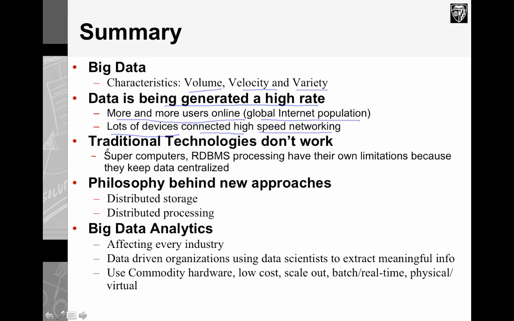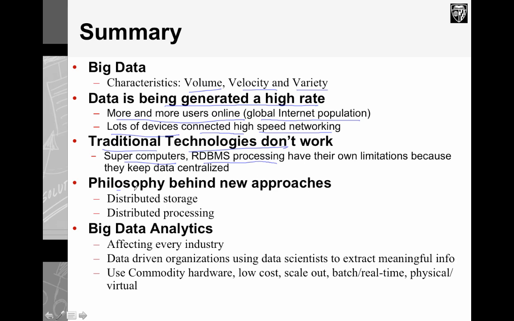Traditional technologies don't really work. Traditional technologies like supercomputers and RDBMS processing technologies don't really work because supercomputers may work with multiple computers, but all the data has to be stored in a single machine and they are bringing in the data. So it works great for lots of processing, but not big data. Relational databases work great for ACID semantics, but they don't really work for big data processing because all the data has to be stored within the same machine.